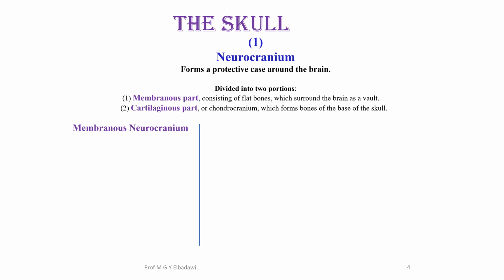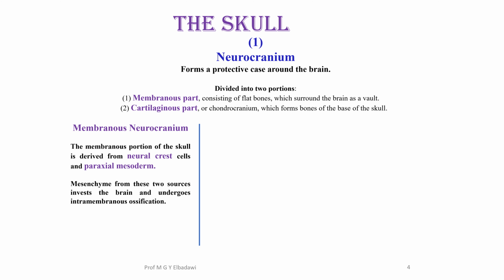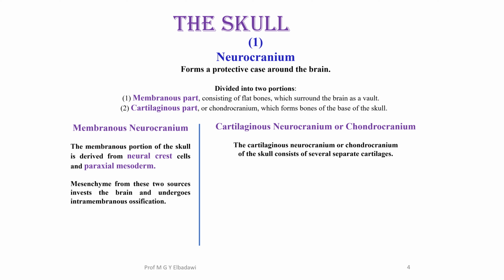So the membranous neurocranium of the skull is derived from the neural crest and the paraxial mesoderm. The mesenchyme from these 2 sources, as we said, invests the brain and undergoes intramembranous ossification, while the cartilaginous neurocranium, or chondrocranium, consists of several separate cartilages which form the base of the skull, as we said.